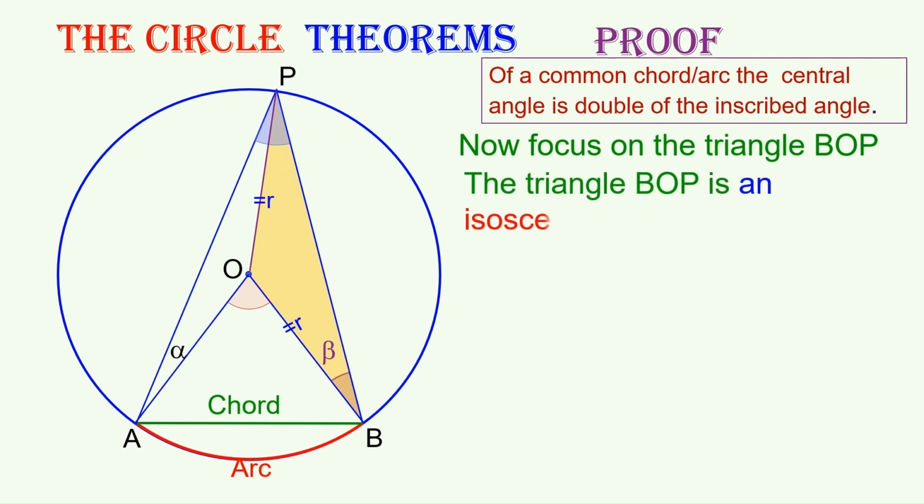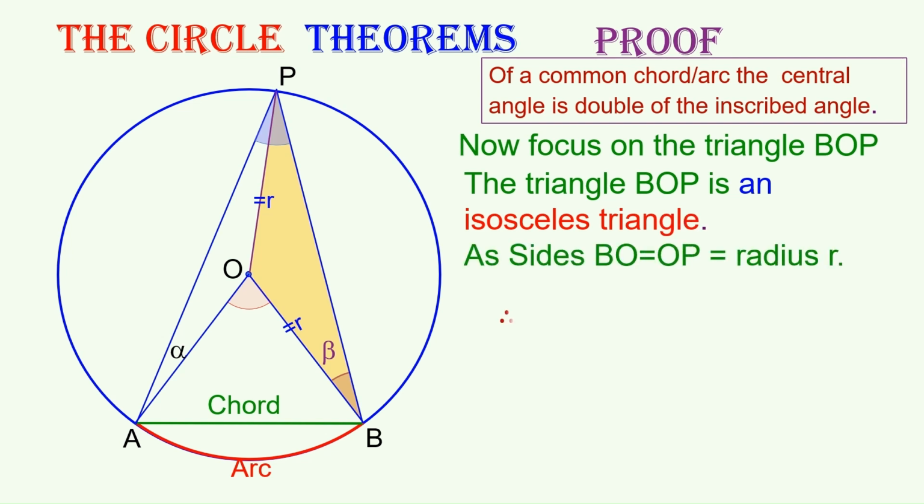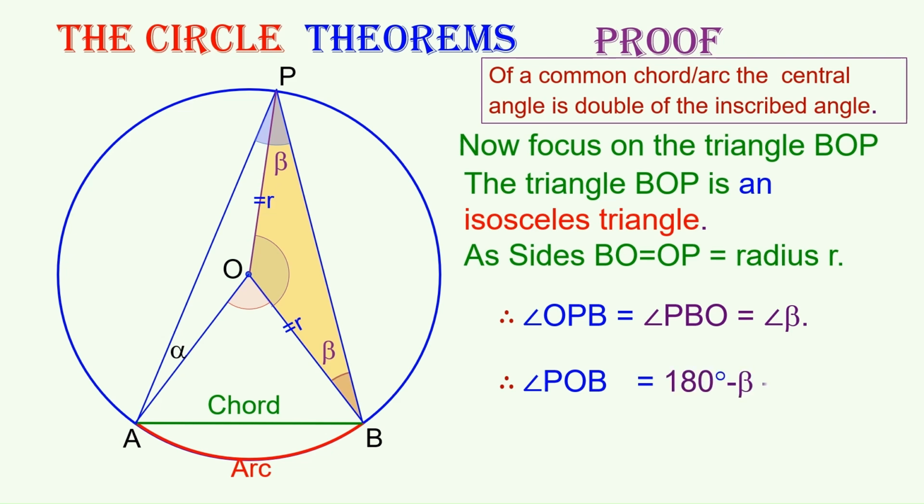Now focus on the triangle BOP. The triangle BOP is an isosceles triangle, as sides BO equals OP equals radius R. Therefore angle OPB equals angle PBO equals beta. Therefore angle POB equals 180 minus 2 times beta.